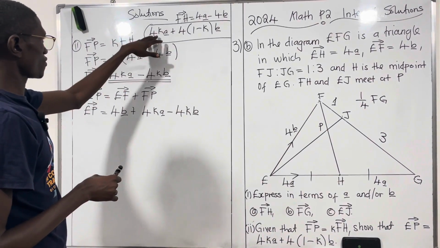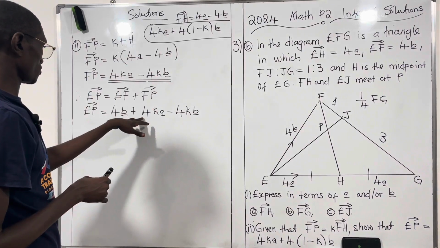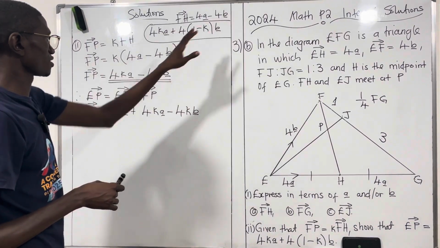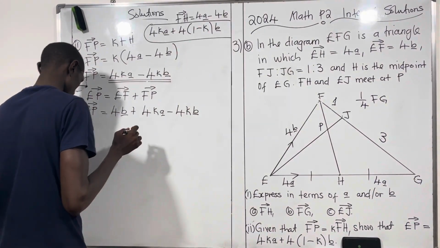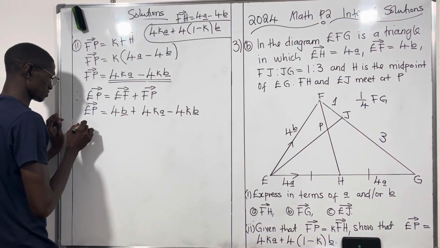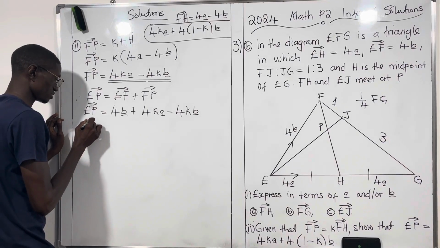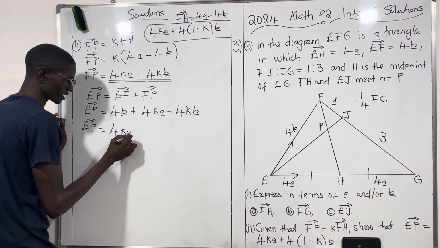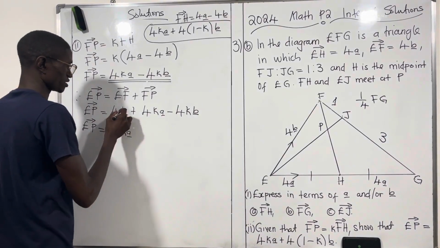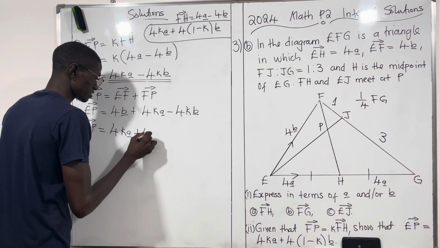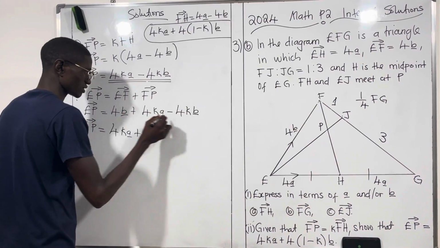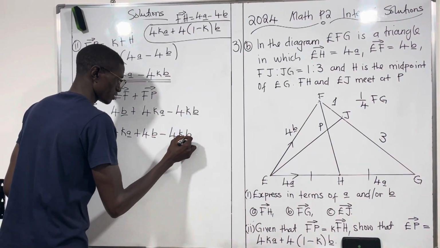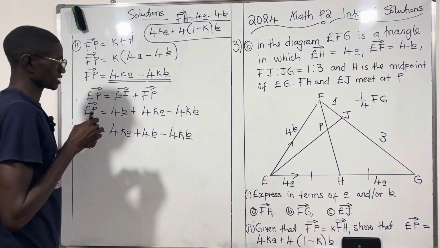So you can see there is 4K vector A here. So this is the term we have here. So we need to take it to the front, and then here we are going to figure out what we're supposed to do to make it exactly as that one. So vector EP is going to be equal to, so this guy comes to the front, 4K vector A. Okay, and then we can group the like terms, plus 4 vector B. You can see this one and this one have a B. Okay, minus 4K vector B.